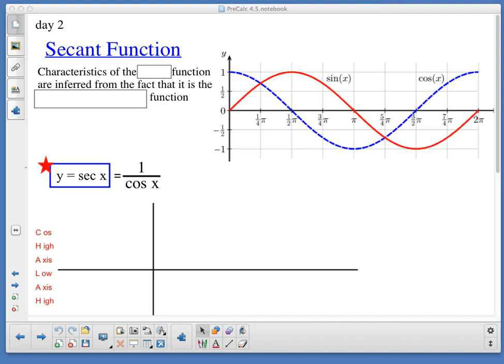Okay, so here's the deal. This is what we're doing today. You guys, we're looking at day 2 of PreCalc 4.5. We're going to have the day 2 coverage. We're skipping over day 1. We'll do day 1 tomorrow because day 2 really revolves around us reminding ourselves about sine and cosine.